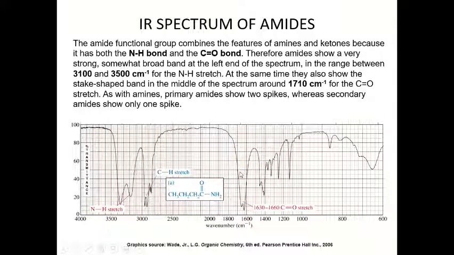As with the amines, primary amides show two peaks, whereas secondary amides show only one peak here. This is because primary amides have two NH bonds, and secondary amides have only one NH bond here. This is an example of a primary amide.